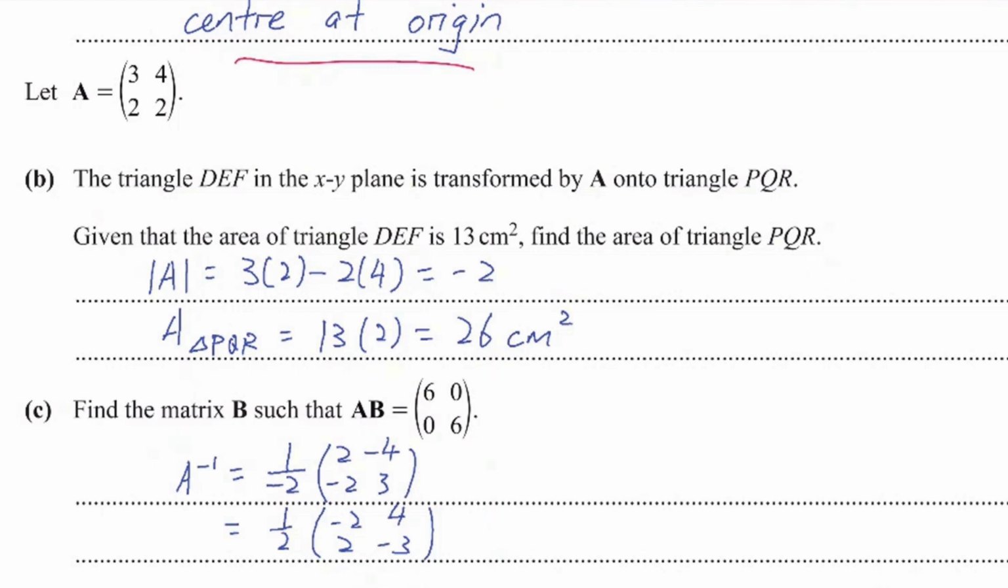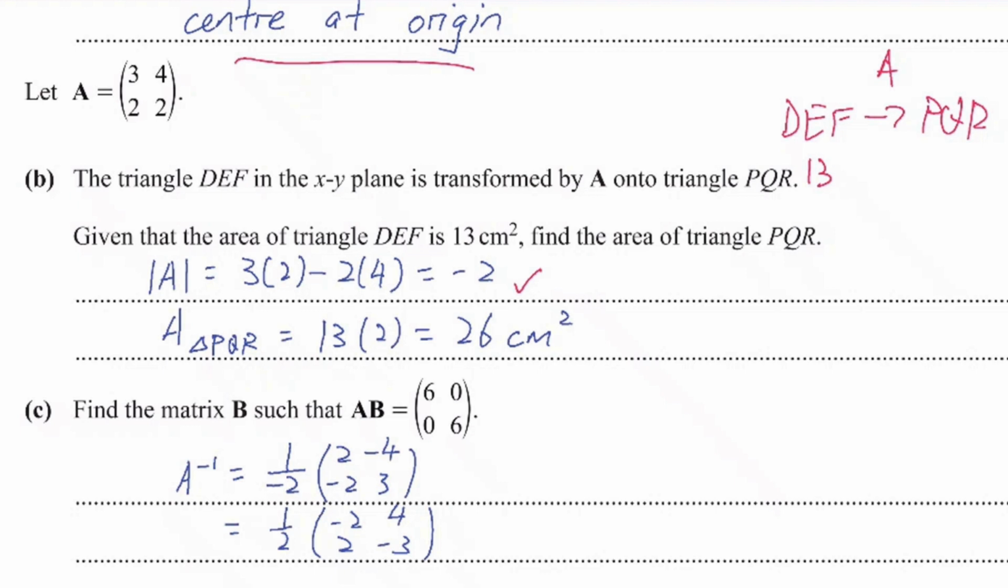So for this case, DEF is transformed to PQR by this matrix A. When we look at the area, the area of the triangle DEF is 13. We know that the determinant of the matrix will act like a scale factor of the area. So we can find out what the determinant for the matrix A is.